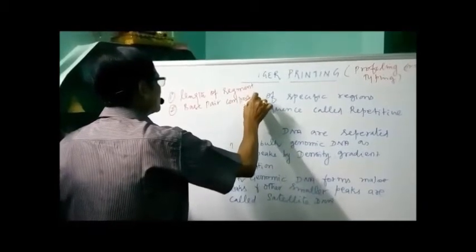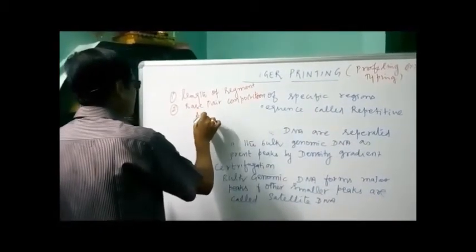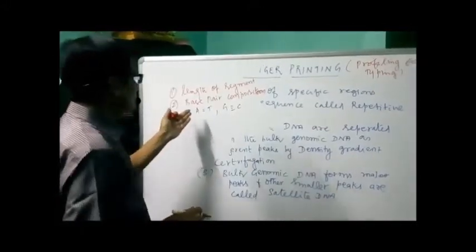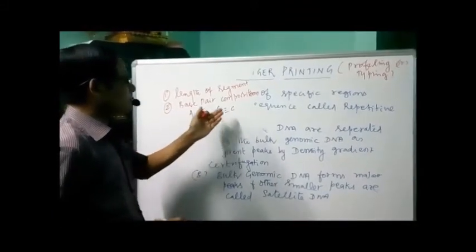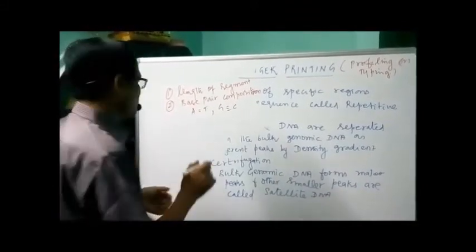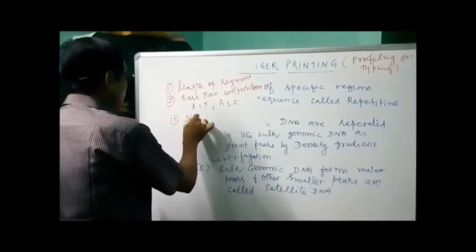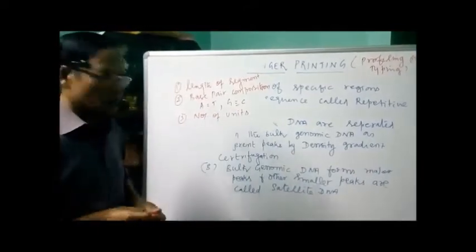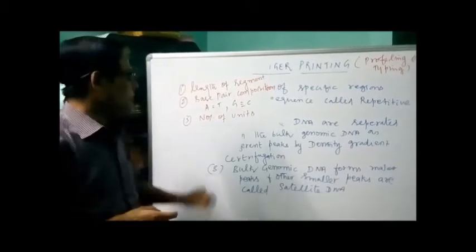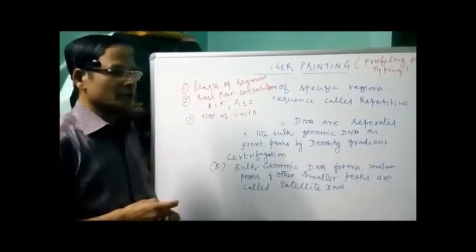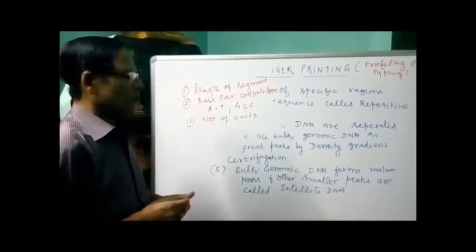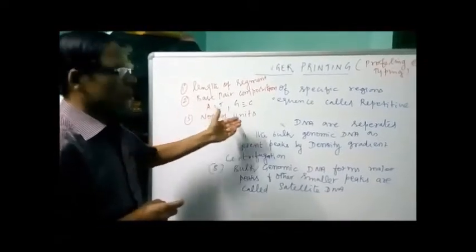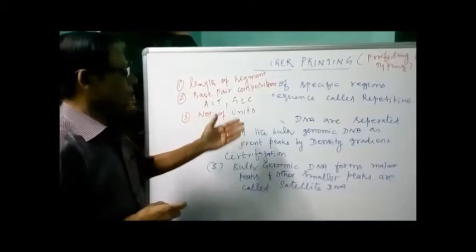You see that normally A forms a pair with T, and G forms a pair with C. So it is based on the richness of A and T, and the richness of G and C. So base pair composition. Number 3, number of units. So these are the 3 criteria used for the classification of satellite DNA. 1, the length of the repetitive DNA segment. Number 2, the base pair composition, whether it is rich in AT or rich in GC. And also the number of repeating units.